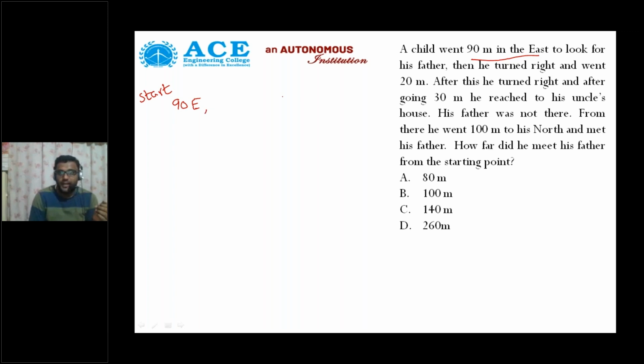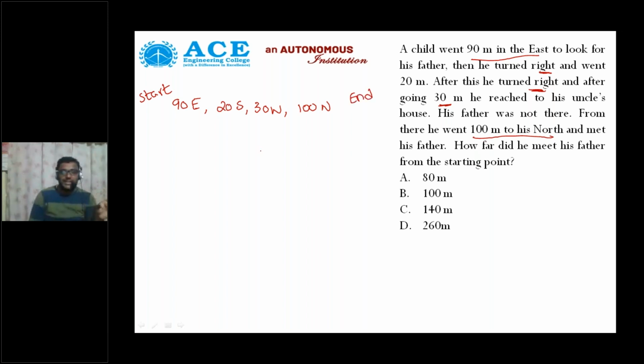Then he turned right. From east, turn right means it's south. So 20 meters south. Again he turned right. From south, if you turn right, we'll get west. So 30 meters west. Now he reached his uncle, nothing but Katappa, right, in that Bahubali story. Now Katappa is guiding him. His father was not here. You have to go 100 meters north. Now he met his father. His journey ended.